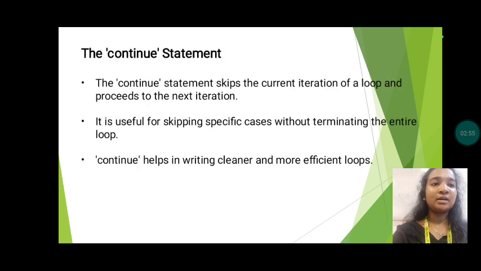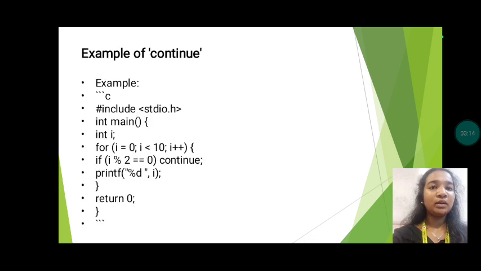Now the third one is the continue statement. The continue statement skips the current iteration of a loop and proceeds to the next iteration. It is useful for skipping specific cases without terminating the entire loop. Continue helps in writing clear and more efficient loops. Now the example of a continue statement.